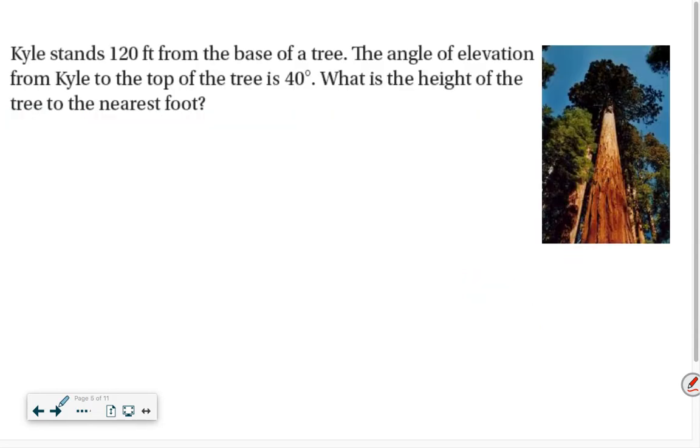Okay, next one. Kyle stands 120 feet from the base of a tree. Guess what? You get to see my awesome art skills. Tree. And here's Kyle.